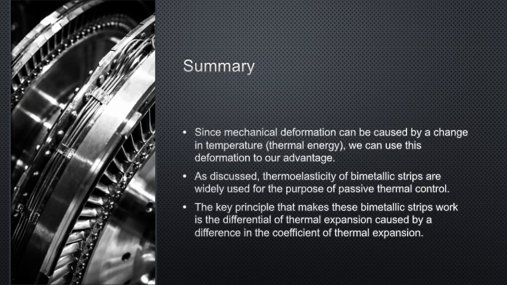And then to sum everything up, since mechanical deformation can be caused by a change in temperature, or this thermal energy that's added to the metals, we can use this deformation to our advantage. We can use it to open or close electrical circuits that then control turning on certain heating elements or AC units, or speeding up processes. And as discussed, they're mostly used for the purpose of passive thermal control. So you're not having to sit there and say, okay, the temperature in my house has reached 70 degrees, let me turn off my AC. It does it all on its own.